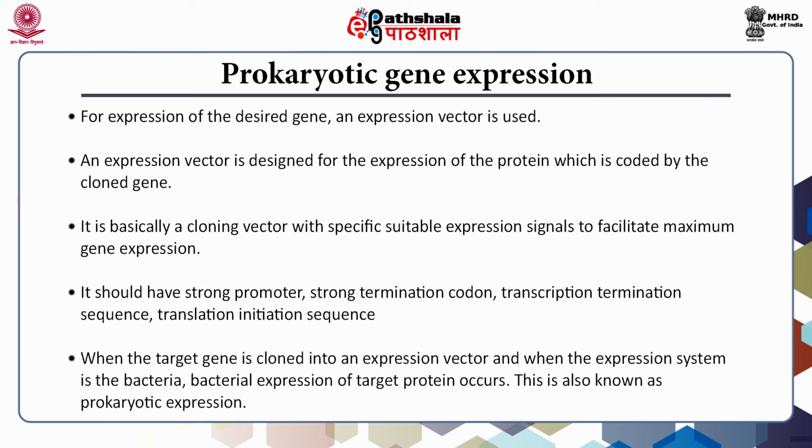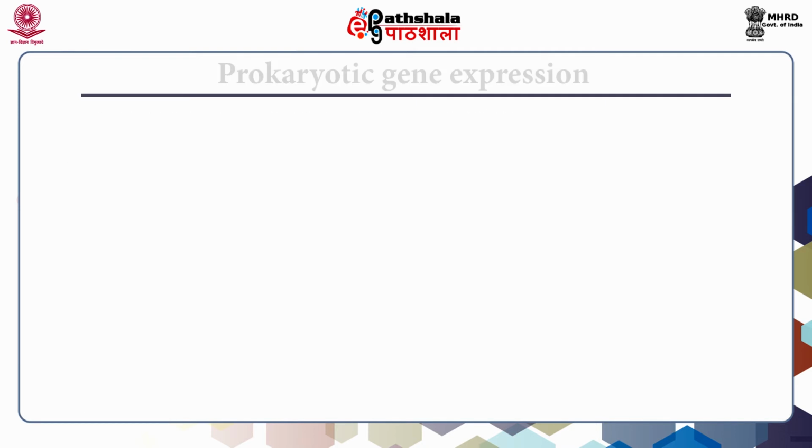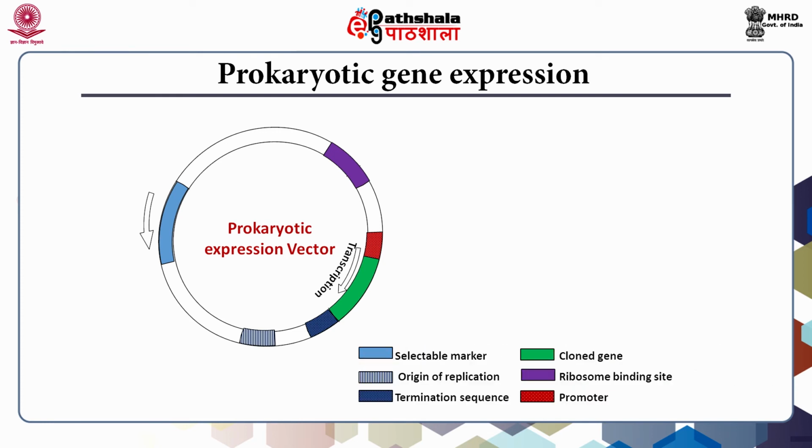When the target gene is cloned into expression vector and the expression system is bacteria, bacterial expression of target protein occurs. This is also known as prokaryotic expression. The figure shows a typical prokaryotic expression vector with a cloned gene of interest, an origin of replication, a promoter, and ribosome binding sites positioned upstream of the target gene that has been cloned into this prokaryotic vector. Additionally, one or more transcriptional termination sequences are positioned downstream.